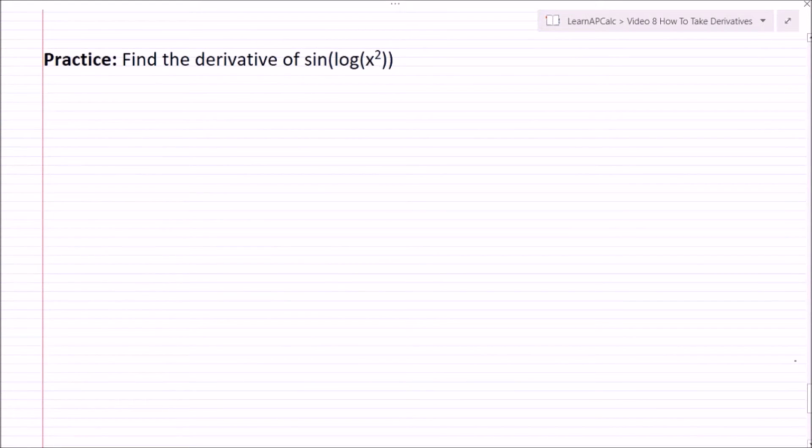Alright, so let's do a quick practice problem. Find the derivative of sine of the logarithm of x squared. So pause your video, unpause when you think you found the answer.